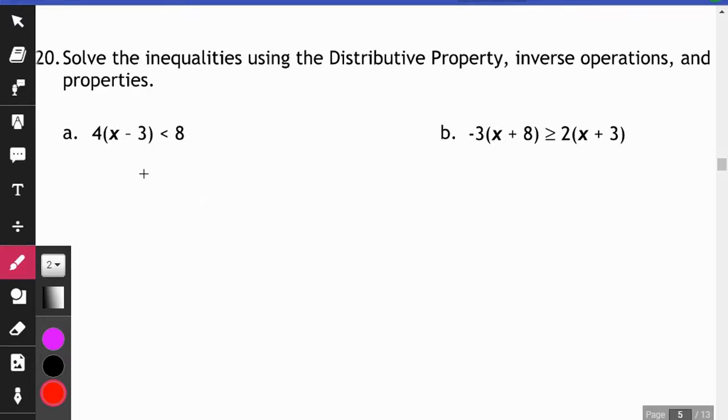Let's do this. We're going to solve the inequalities. First, I don't like parentheses, so I'm going to distribute like this. I'm going to end up with 4x minus 12, because I multiply the 4 times the x and times the 3.